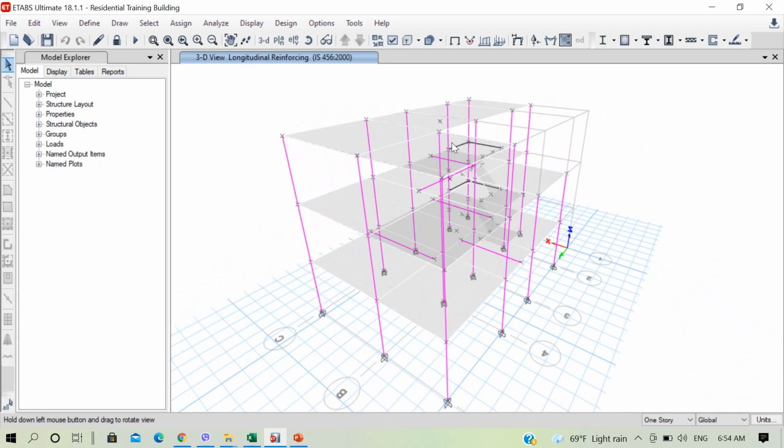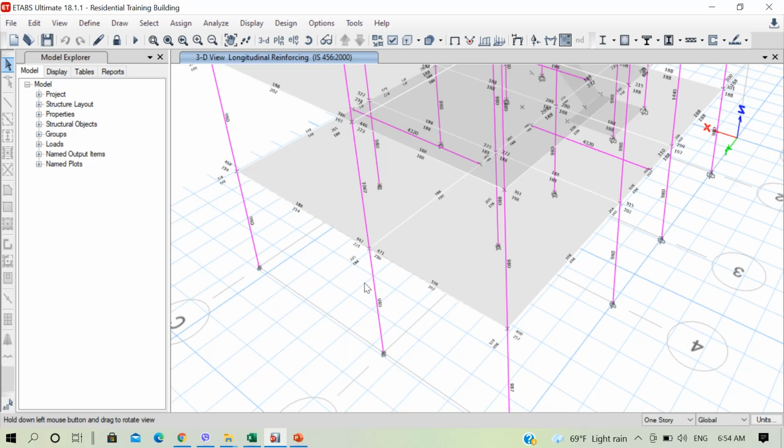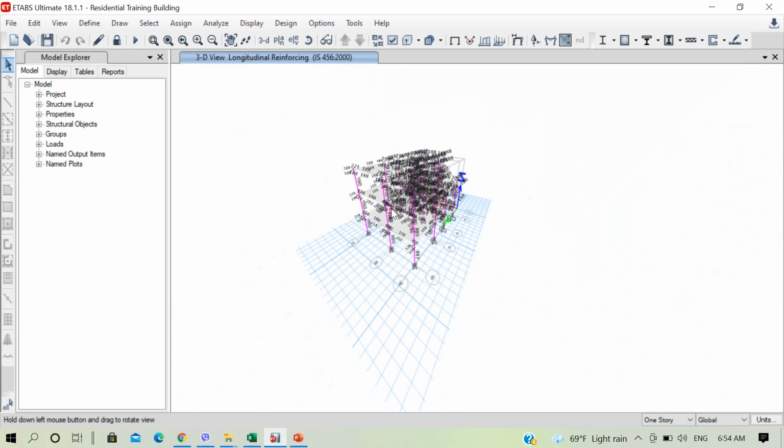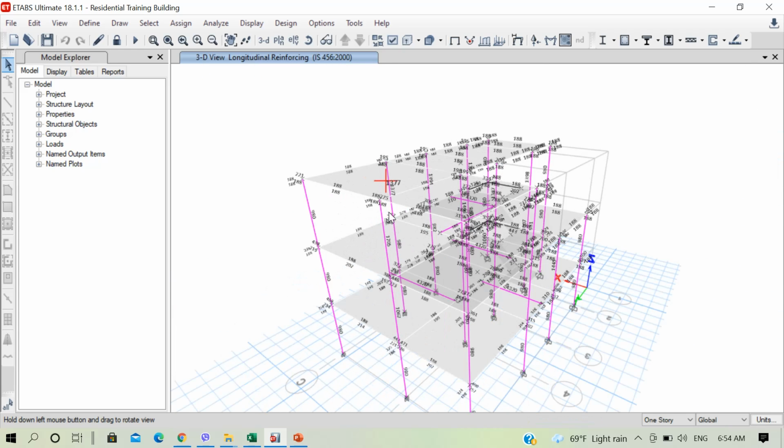Okay, this is the result of design. Currently the software is displaying longitudinal reinforcement for columns and beams. We did up to this design process in our previous lecture. Now we will take one sample column and we will see the design of that column.